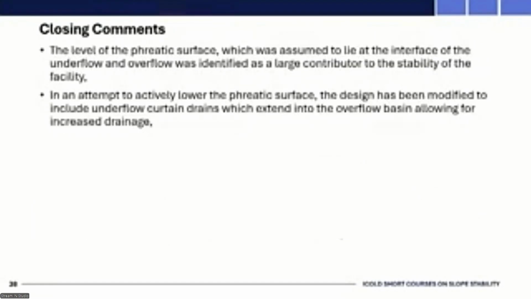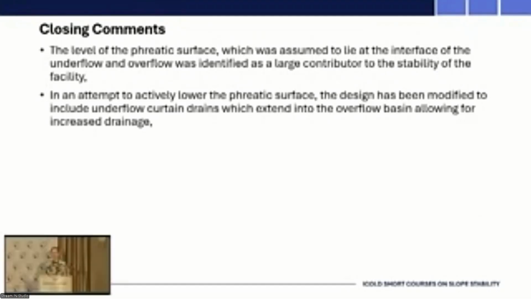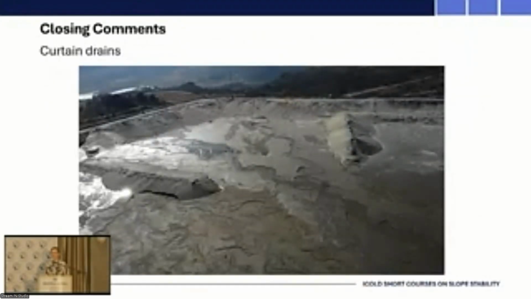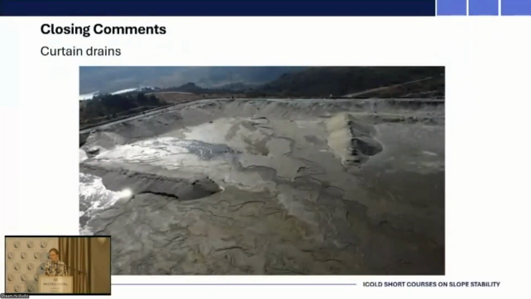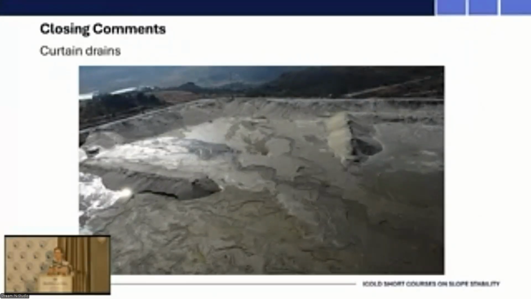The level of the phreatic surface, which was assumed to lie at the interface of the underflow and overflow, was identified as a large contributor to the stability of the facility. And in an attempt to actively lower the phreatic surface, the design was modified to include underflow curtains which extend into the overflow basin, allowing for increased drainage. So this is just a drone photograph showing those underflow curtains. So basically the cyclone deposition extends through here, allowing for underflow to be deposited in strips within the basin, increasing drainage out of the less permeable overflow material.